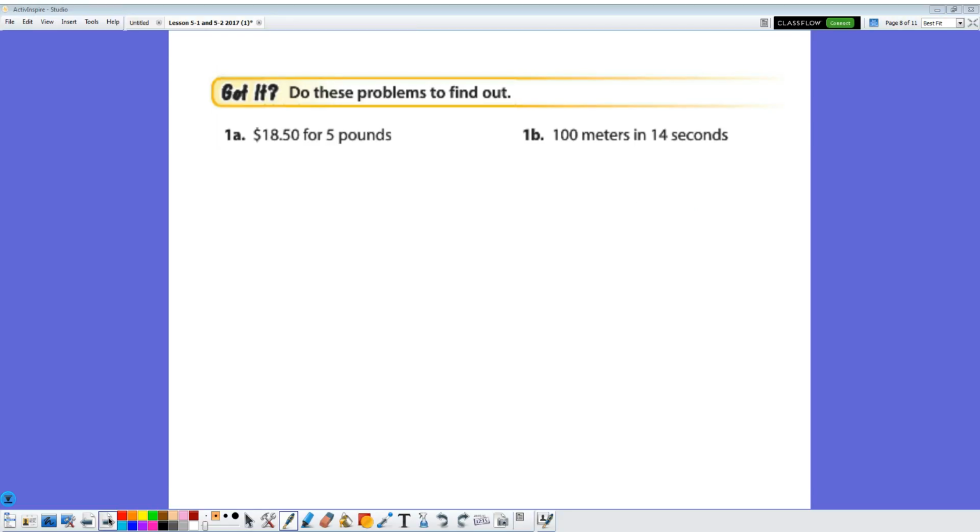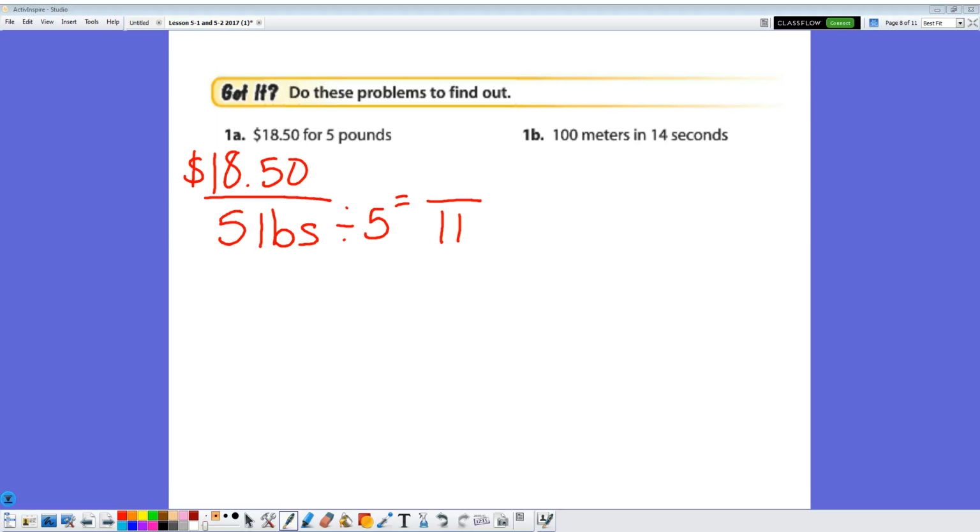So if I start with 1A, okay, $18.50 for 5 pounds. So I'm going to write it as a fraction. Since I need a denominator of 1, 5 divided by 5 is going to give me 1 pound. So if I divide the denominator by 5, I'm now going to divide the numerator by 5, and I'll get $3.70. Now, when you put that in your calculator, it comes out to 3.7, but because we're dealing with money, you always got to go 2 places after the decimal.